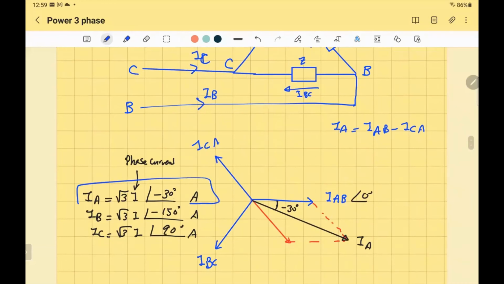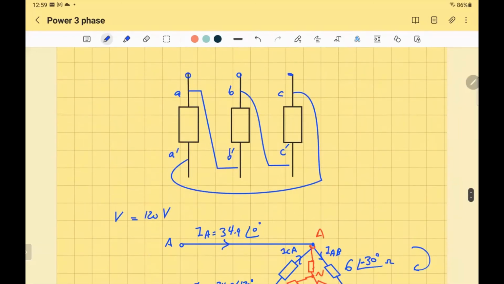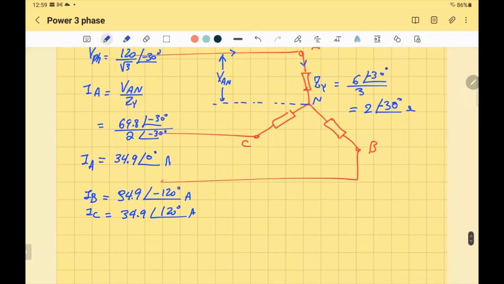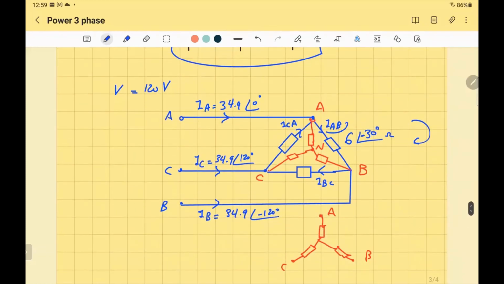We found the relationship between line current and phase current. What was the relationship that we deduced? Line current is bigger than phase current in delta by square root of 3 and lagging the phase current. If the line current is lagging the phase current, then the phase current is leading by 30. I want to find IAB. IAB is the phase current, smaller than line current by square root of 3. So IAB equals the magnitude of the line current, 34.9 divided by square root of 3. And the angle is lagging or leading?